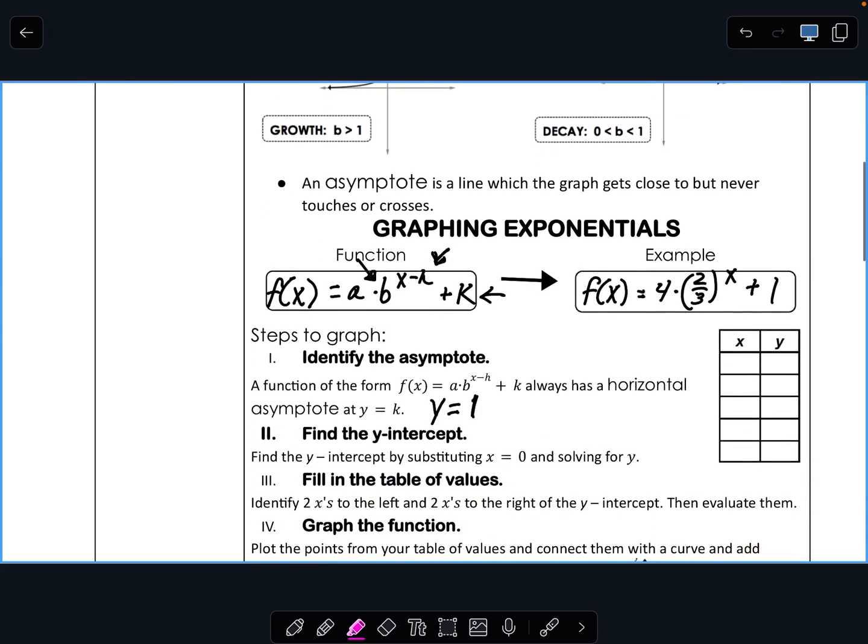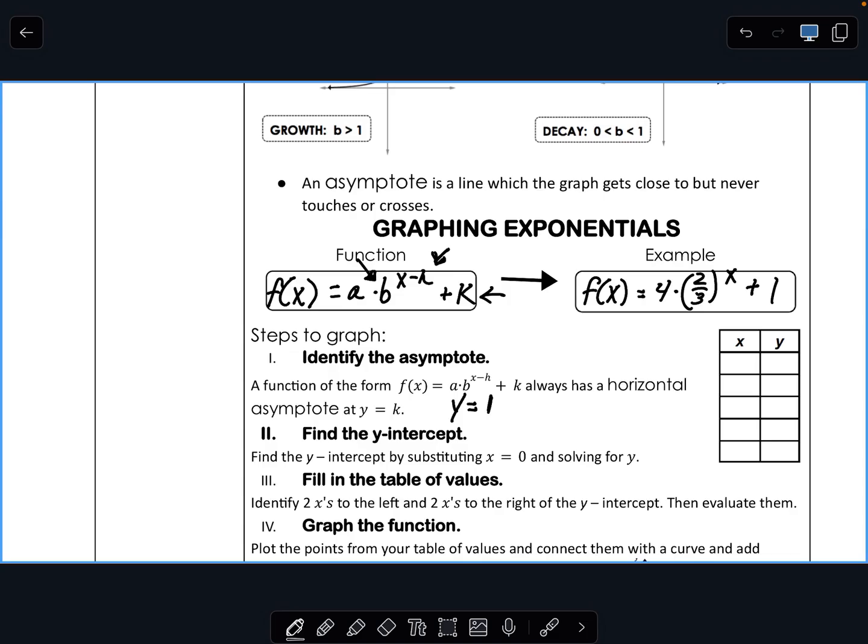So your asymptote, you're going to determine. You're not going to do an axis of symmetry. This isn't a symmetrical function, but you're going to figure out your asymptote, which is a horizontal line, which is basically where that function is approaching but never quite reaches. And it equals k. So y equals 1 for our example.